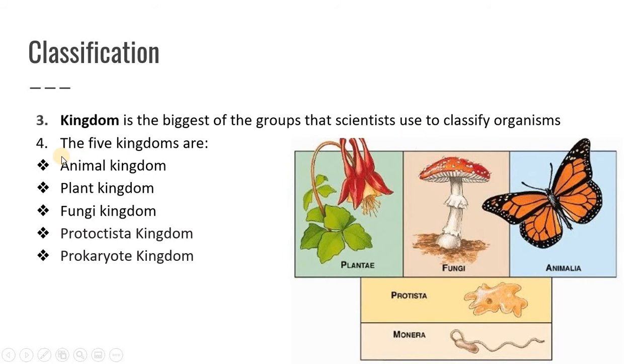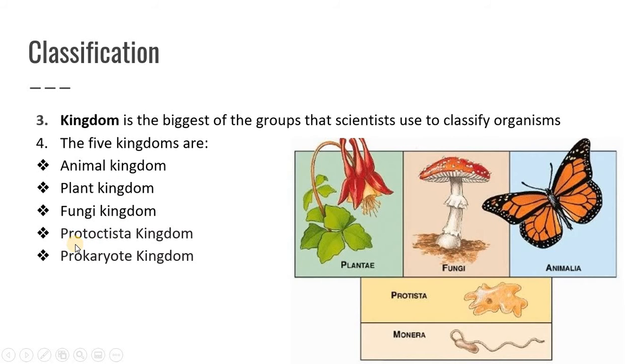There are five kingdoms of living organisms, but in this chapter you will only learn about the animal kingdom and the plant kingdom. So you need to know that there are five kingdoms of living things. The first kingdom is called the animal kingdom. The second is the plant kingdom. The third is the fungi kingdom. I believe you know what a fungus is.